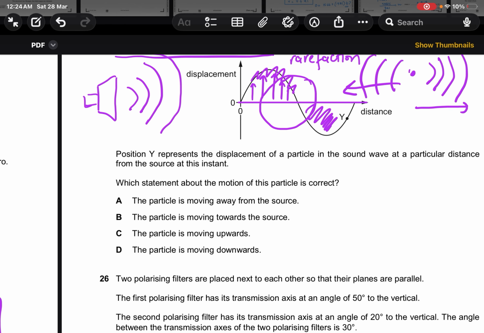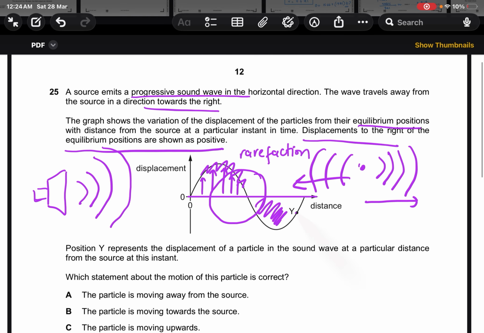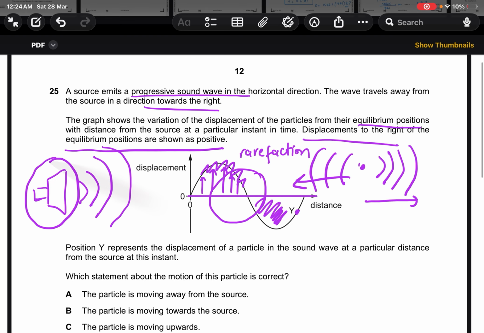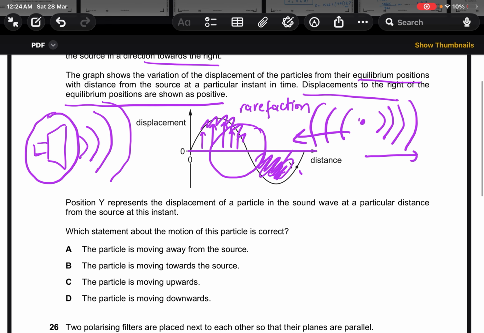Position y represents the displacement of the particles. Now look here, the particle at y is moving towards the left. Our source is towards the left, okay. I told you downward displacement means that particles are moving towards the left and your source is towards the left. Position y represents the displacement of the particle in the sound wave at a particular distance from the source at the instant.